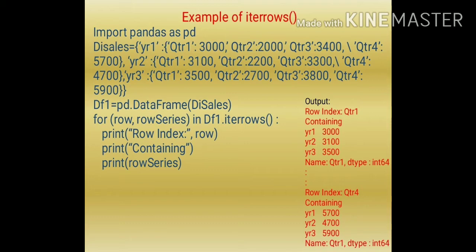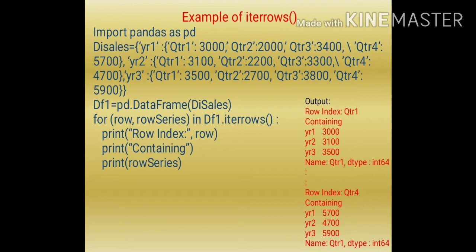Now we are using the iterrows function. If you remember, we have studied a loop, the for loop. In this for loop we are starting from row and we are going till row series. In is used when we want to give the range. What is the range? So df1.iterrows means whatever row is coming first time, that full row will be given to the variable row and row series. Now print row index and then row.